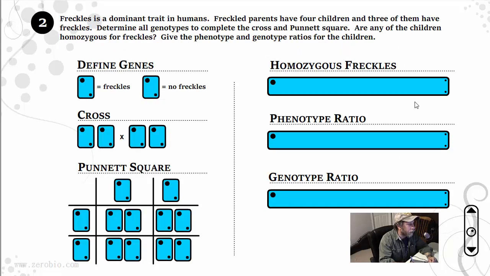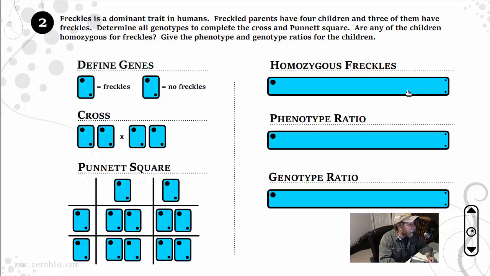Freckles is a dominant trait in humans. Freckled parents have 4 children, and 3 of them have freckles. Determine all genotypes to complete the cross in Punnett square. Are any of the children homozygous for freckles? Give the phenotype and genotype ratios for the children.